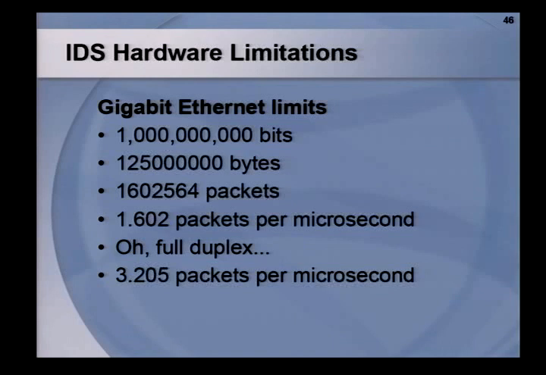Now you have both cards have to take a packet in, process it, get it back out again, and now you're down to 3.2 packets per microsecond because it has to come in this side, process there, then go the other way. So unless your engine can actually process 3.2 packets every microsecond, it's not going to do 1 gigabit.